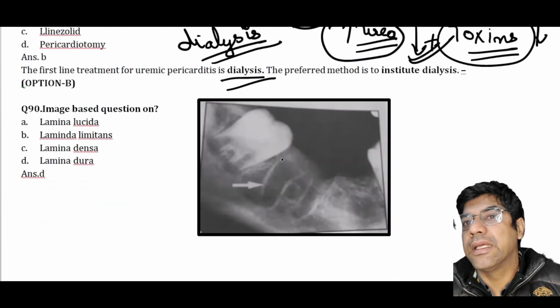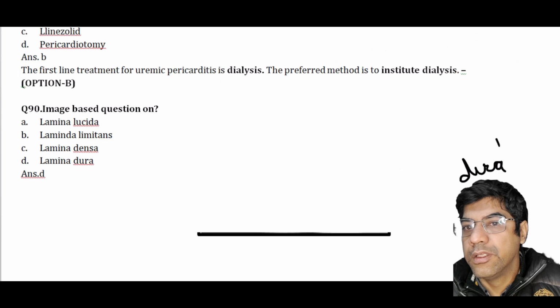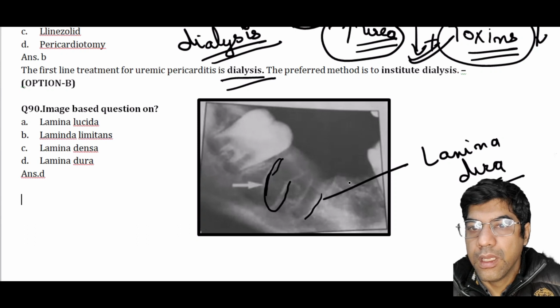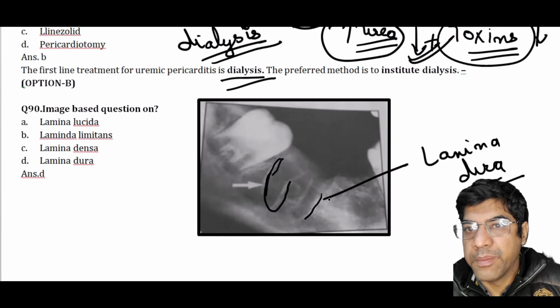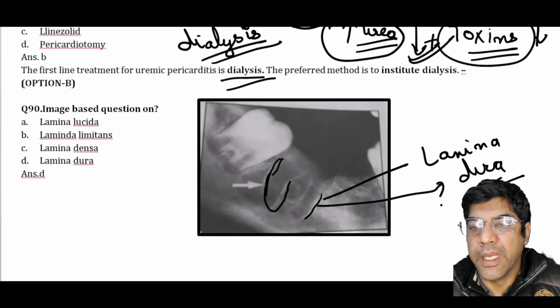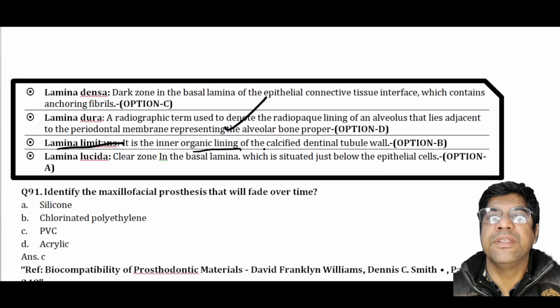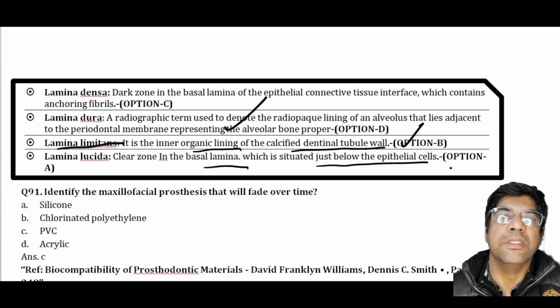The structure seen here on this diagram represents, so it is a simple question. This is representing the lamina dura. So this radiopaque lining of the alveolus that lies adjacent to the periodontal ligament represents the alveolar bone proper, it's the lamina dura. What is lamina limitans? It is the inner organic lining of the calcified dentinal tubule walls. Lamina lucida is present in the basal lamina that is situated just below the epithelial cells.